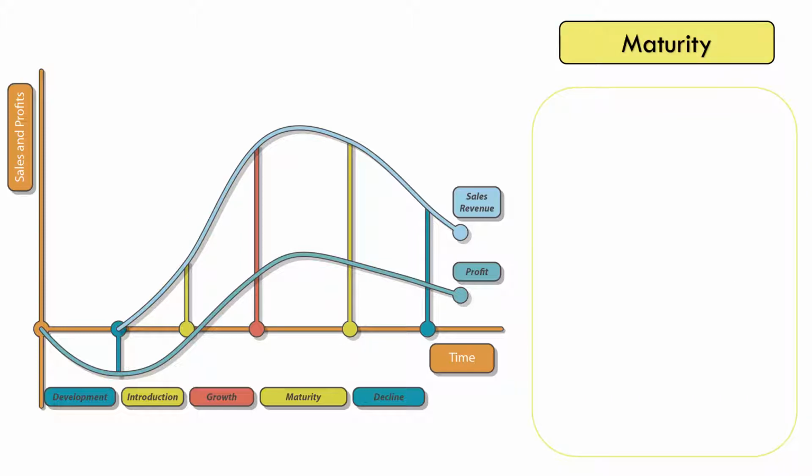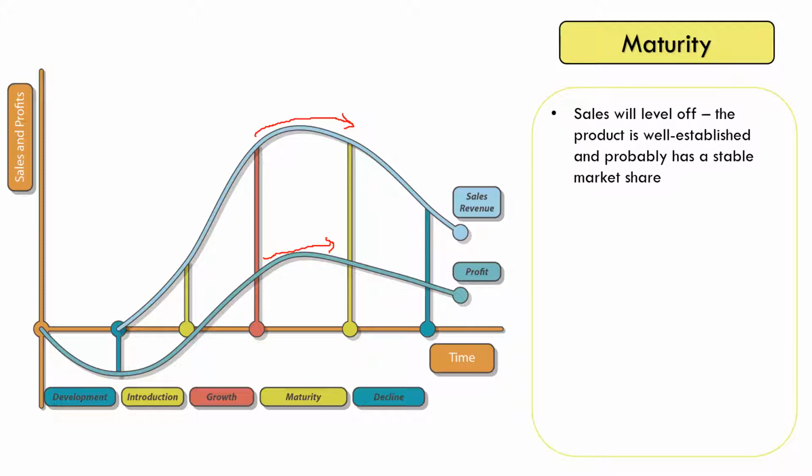Okay, the next phase here is maturity, and this is where sales start to level out, but it should be noted that we have quite a high level of sales here. It's also when the product becomes most profitable.